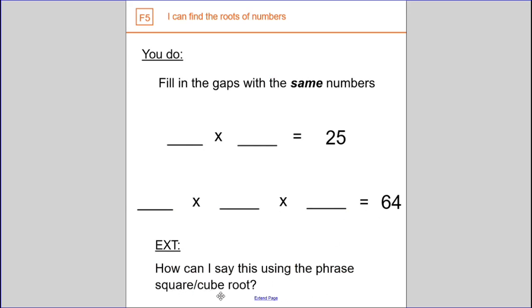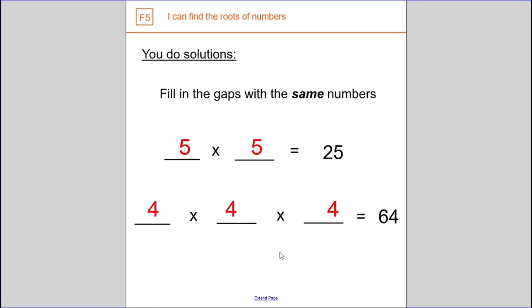As an extension, I want you to think about how you could describe these using the phrases square or cube root. Here's the solutions. For the first one, you should have got 5 times 5 to give you 25. And for the second one, 4 times 4 times 4 gives you 64.